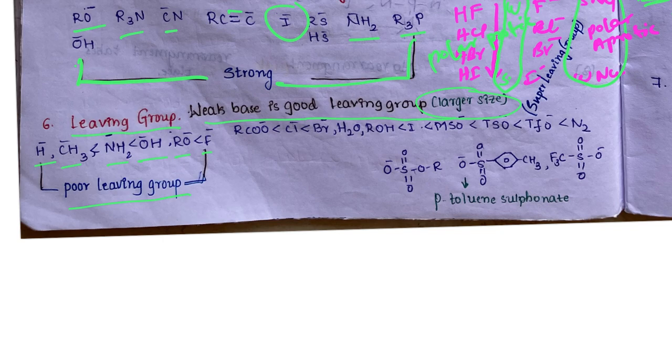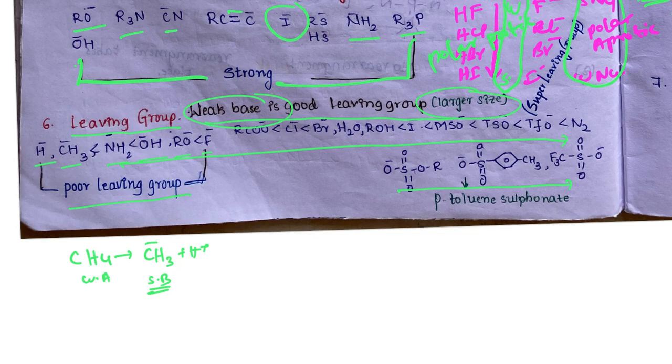For example, consider CH4. If one proton is lost, we get CH3 minus and H plus. A weak acid gives a strong base, and we want a weak base. Strong acids give a weak, conjugate base. Therefore, keep in mind their strength like this: as the acid strength increases, the leaving group ability increases. So these are compulsory; you have to remember them.